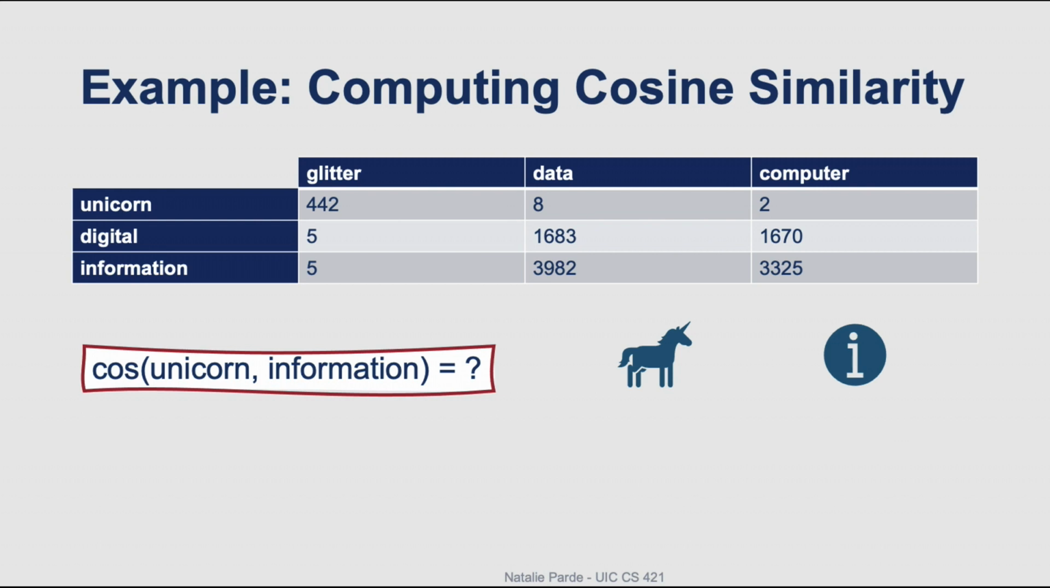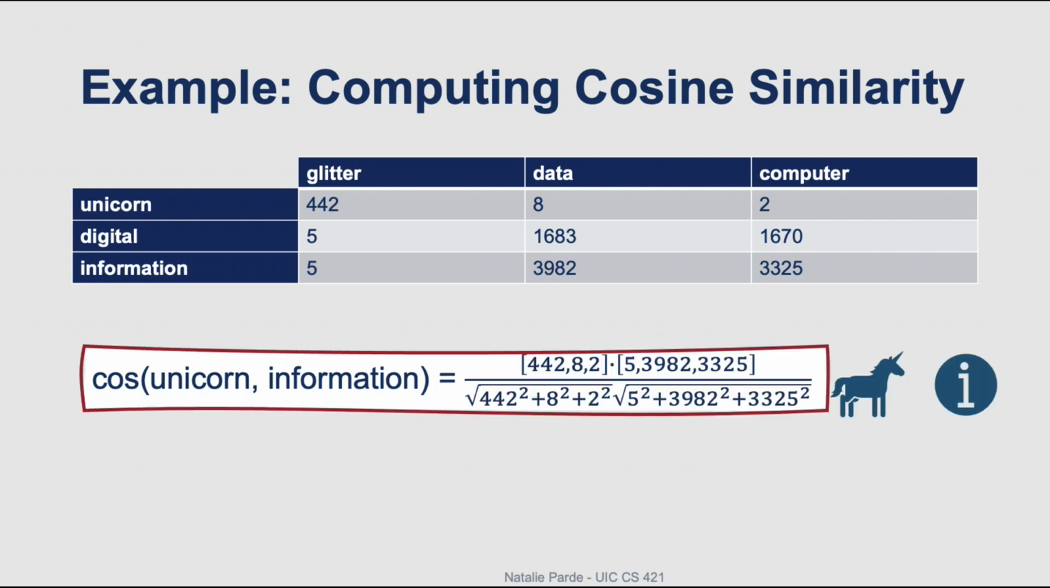We want to compute the cosine similarity between unicorn and information. So we think back to our cosine similarity equation and we go ahead and substitute in our actual values. The word vector for information is 5, 3982, 3325, as we can see from the co-occurrence matrix. So we're going to end up computing cosine similarity based on the values shown here.